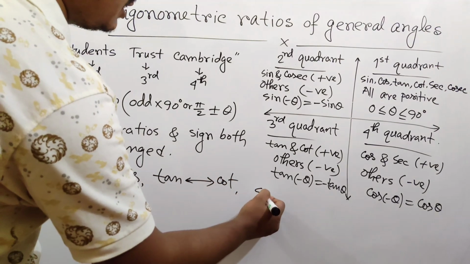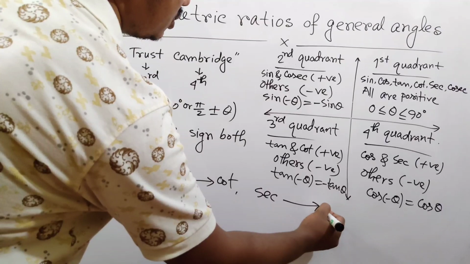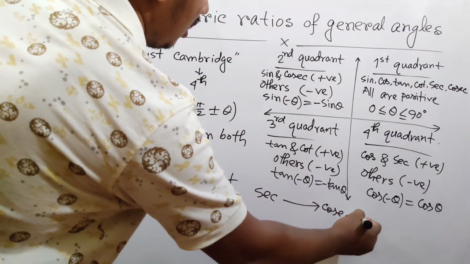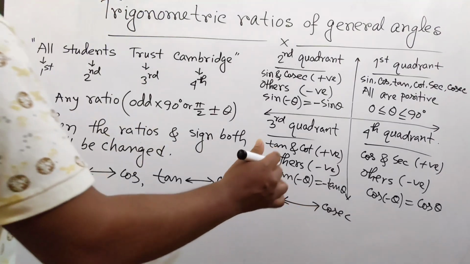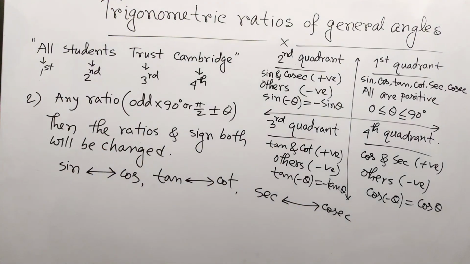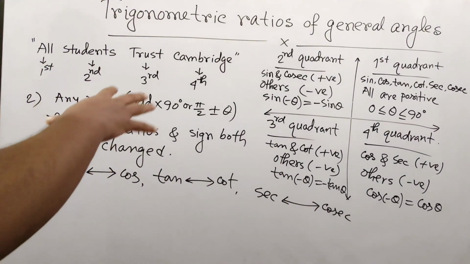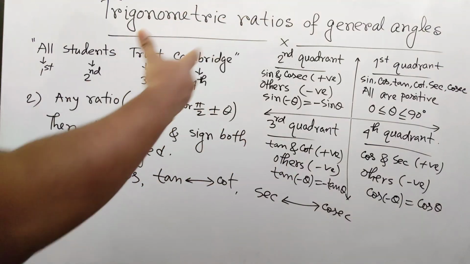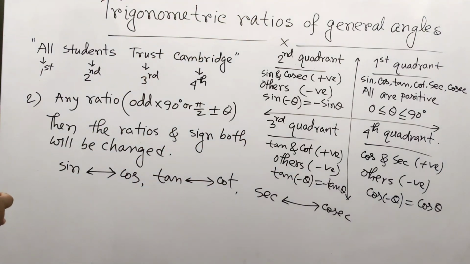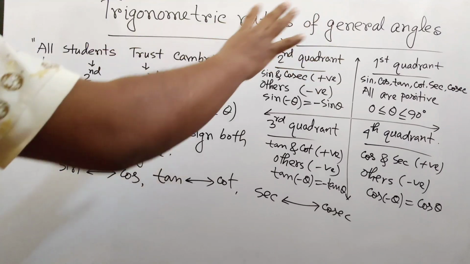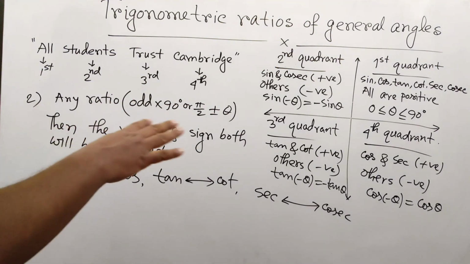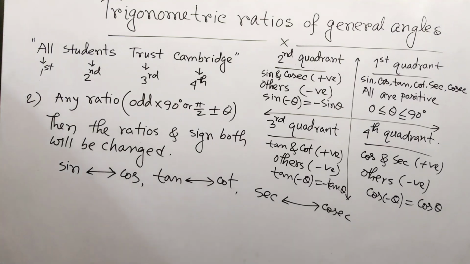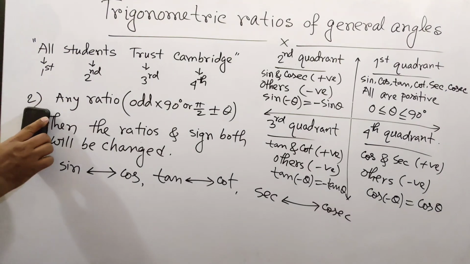If the given ratio is sec, after changing it should be cosec, or if the given ratio is cosec, then after changing it should be sec. In that way the ratios will be changed, but the sign will be changed according to our previous rule, that is, according to the quadrant rule. Okay, now I'll show some examples, then I think it will be clear for you.